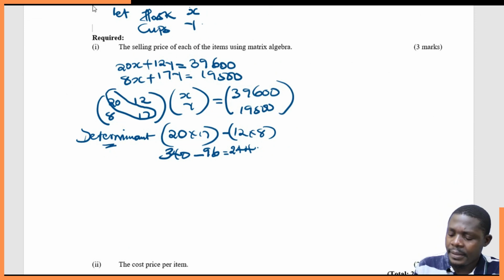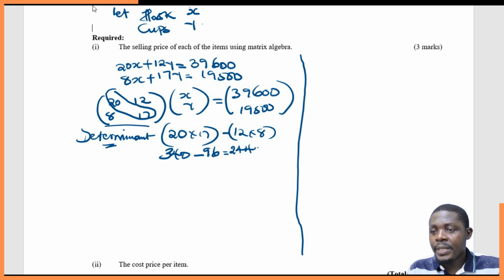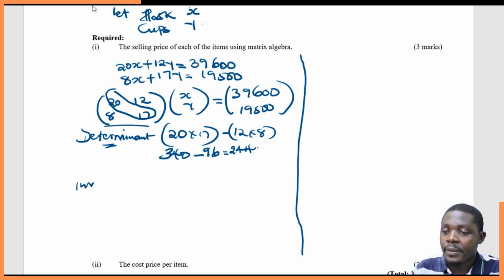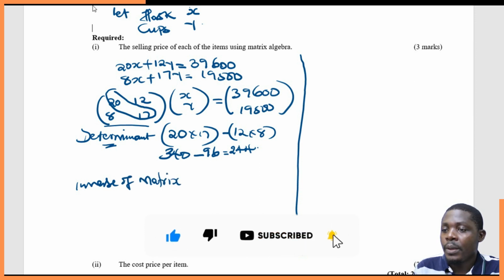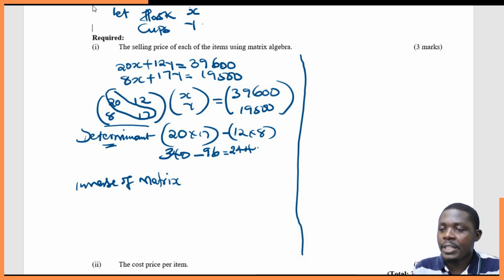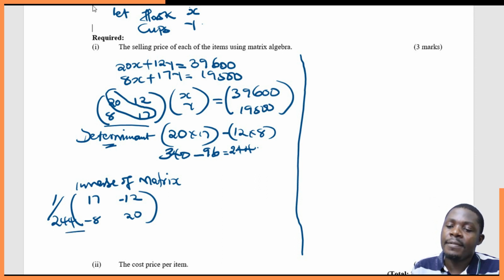244 as our determinant. The next thing, I'm going to determine what we call the inverse of a matrix. How do we write the inverse of this particular matrix? Whatever I underlined, we are going to interchange the positions. We are going to have 17. This one will be negative 12. Now to change the signs, negative 8, and this one will be 20. The inverse is then going to be 1 over 244 times this. That becomes our inverse of the matrix.